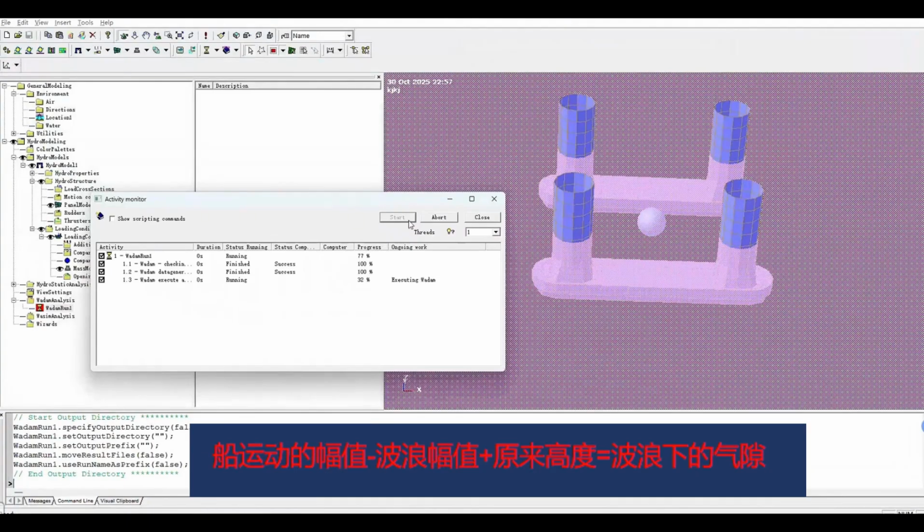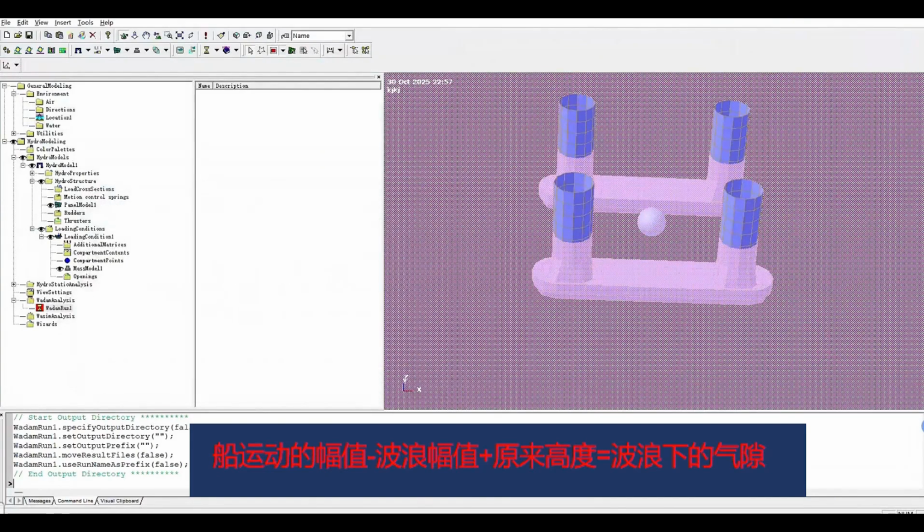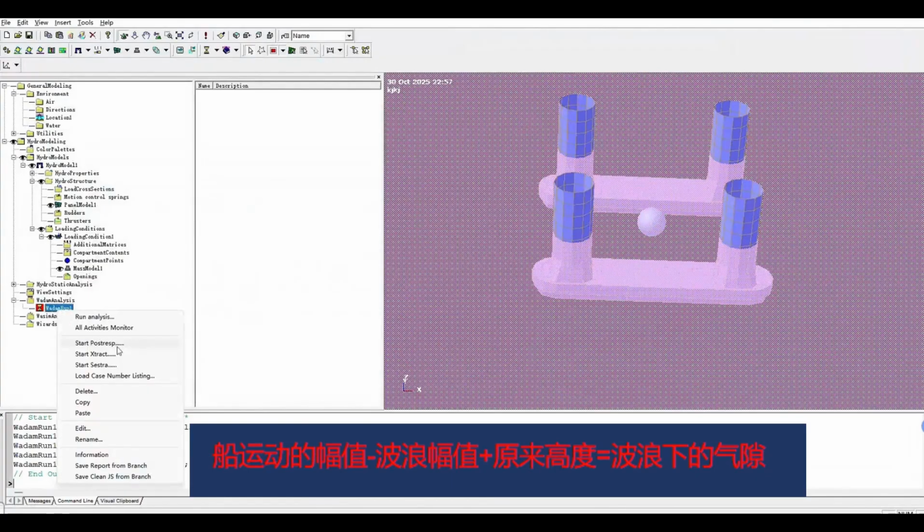Note that I haven't set the Vodamo F body points here. Let's take a look first. Let's see what the result is without setting it, and then see what happens after setting it. Okay, the translation analysis is finished. Let's open the post-processing.